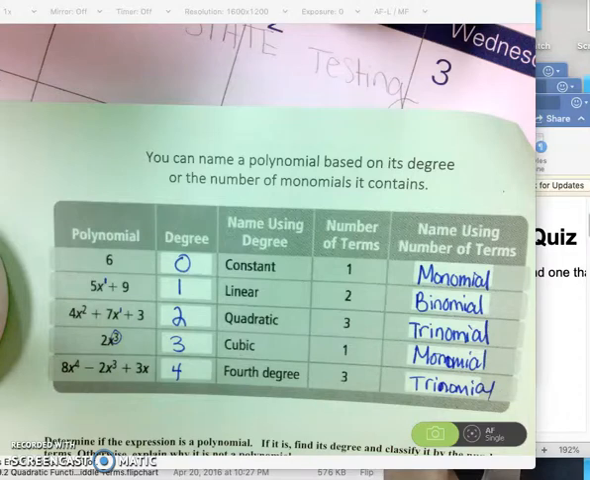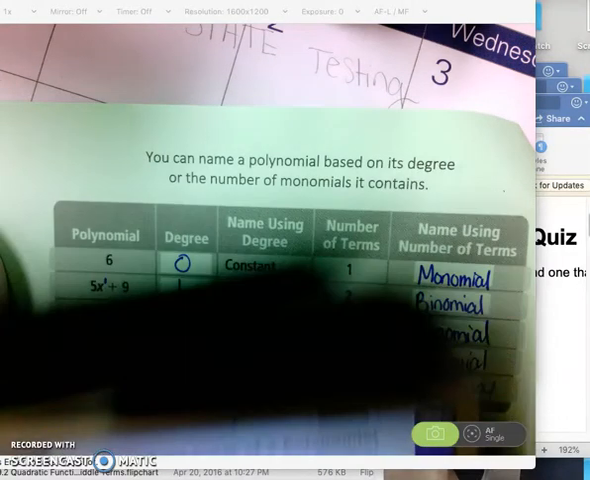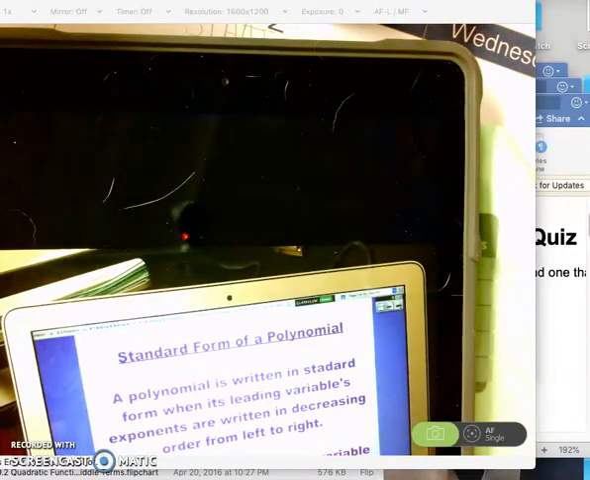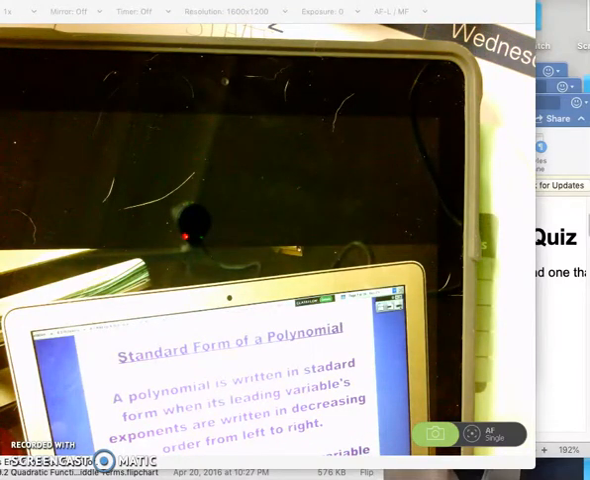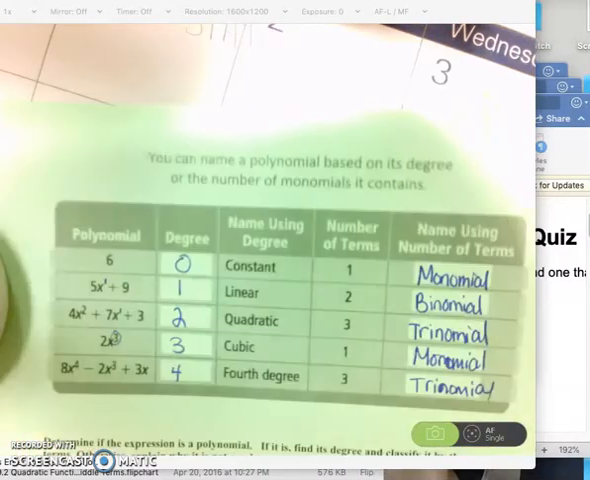And then a polynomial is written in standard form when its leading coefficient or leading variable's exponents are written in decreasing order from left to right. The leading variable is the first variable when written in alphabetical order. So remember, if you have x and y, you want to write your x first because it comes first in the alphabet.